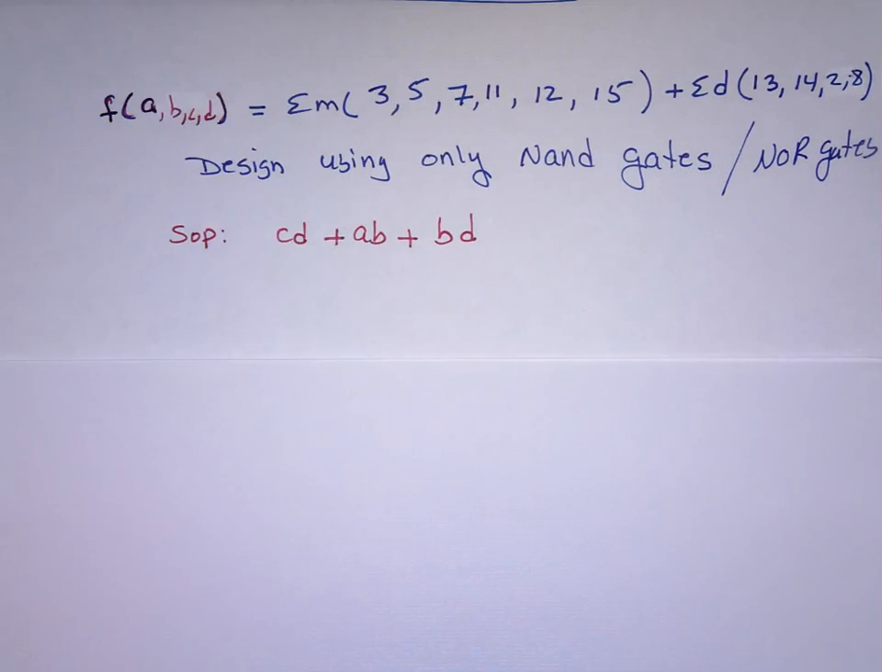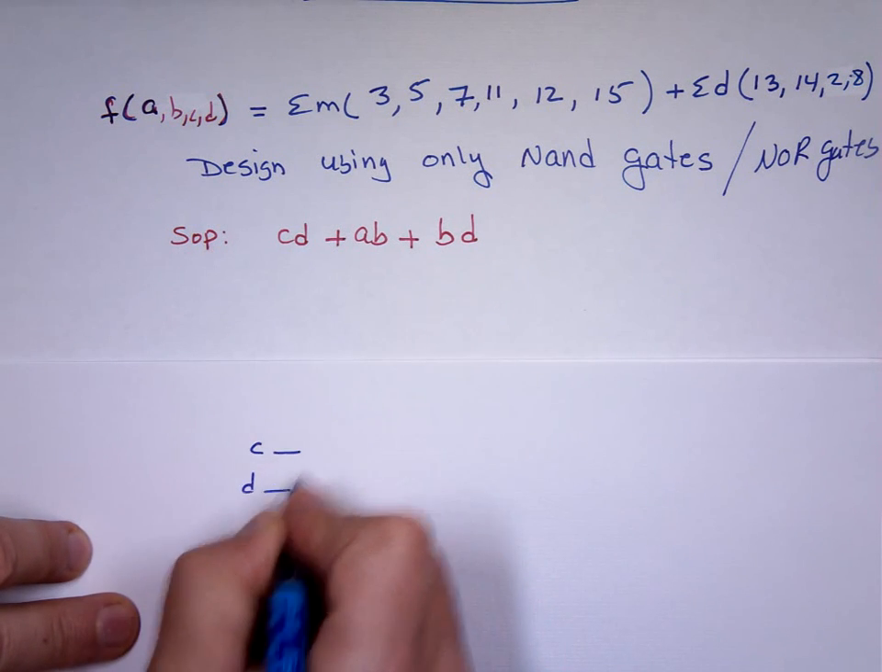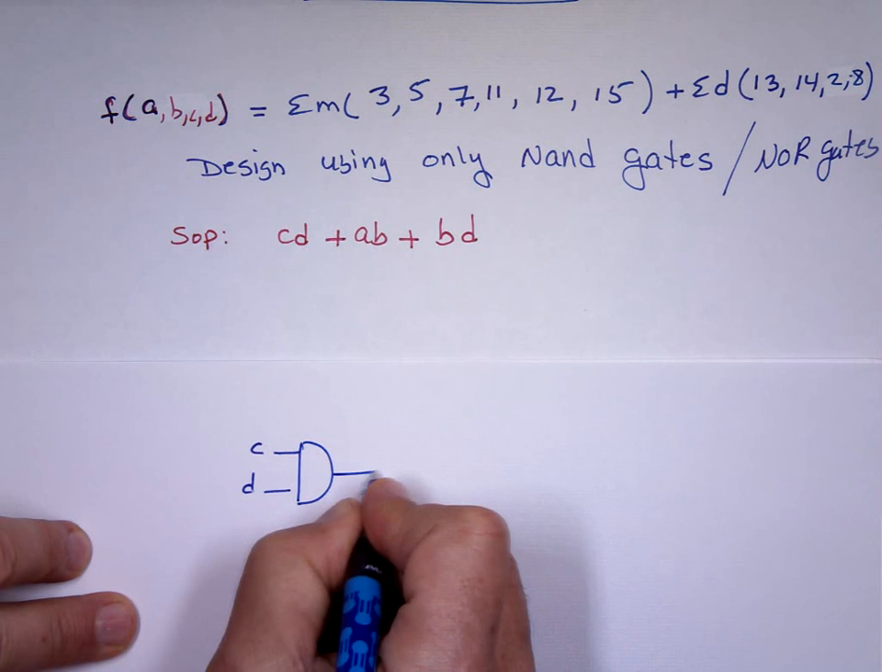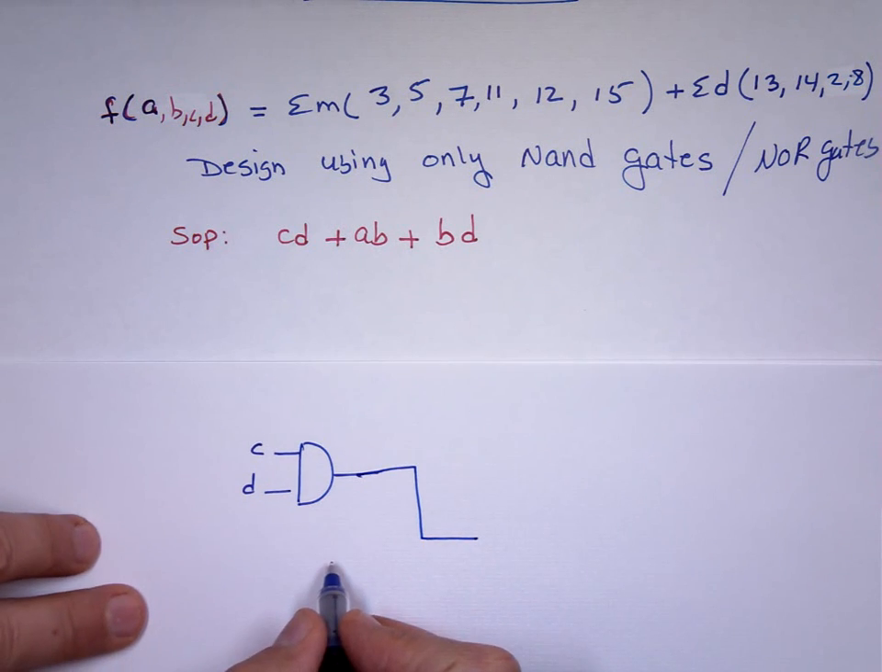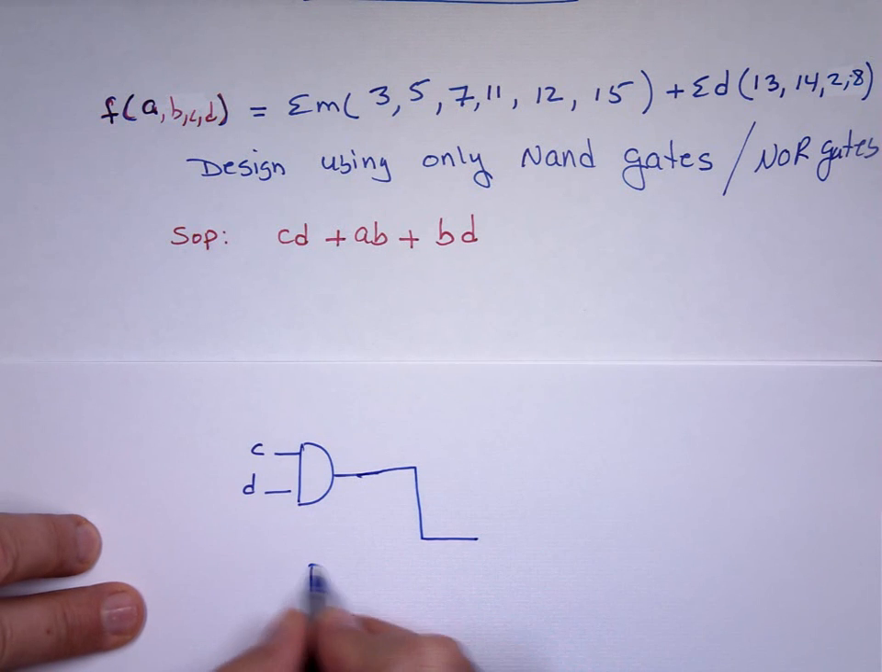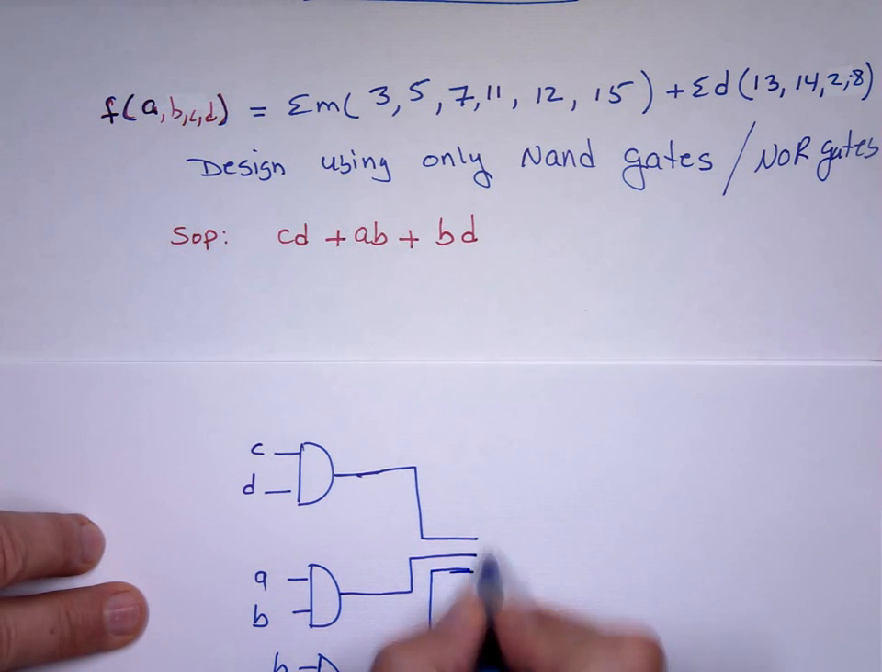So here we go. My design looks like this. I got C and D with an AND gate. And I got A and B with an AND gate. And I got B and D. And all these are what? OR together.